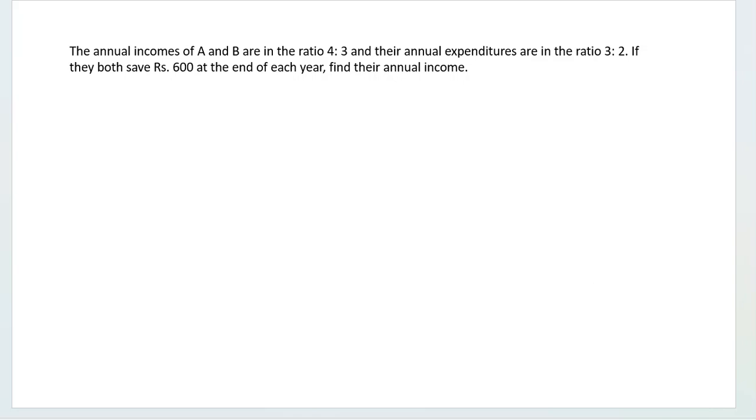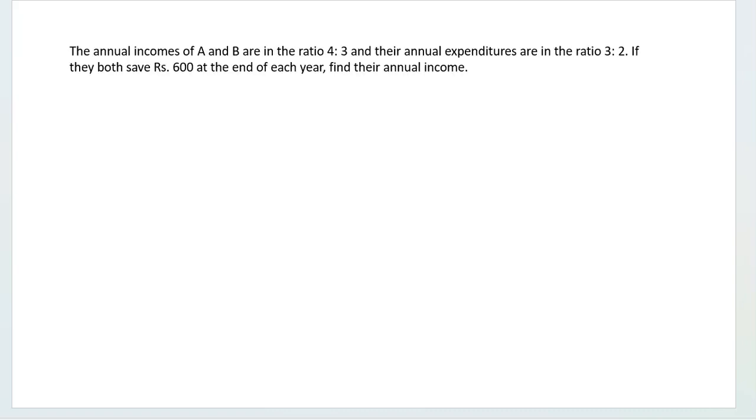Now we move to another higher level problem. The problem is saying the annual income of A and B are in the ratio 4:3, and the annual expenditures are in the ratio 3:2. If both save rupees 600 at the end of each year, find their annual income. So in this case, if you observe, there are two ratios which are given. One is this 4 upon 3, and the other one is this 3:2. There are two ratios which are given.